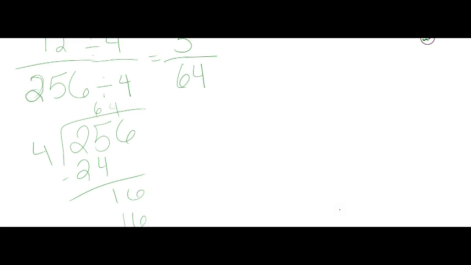64. Now, 64 does have other factors, 8, 4, others, but 3 is a prime number. So these numbers are prime to each other, and therefore it is in its simplest form, and we cannot reduce or simplify it anymore.